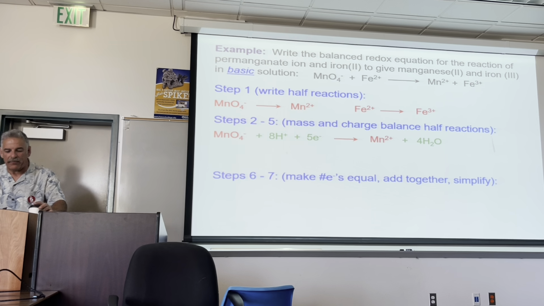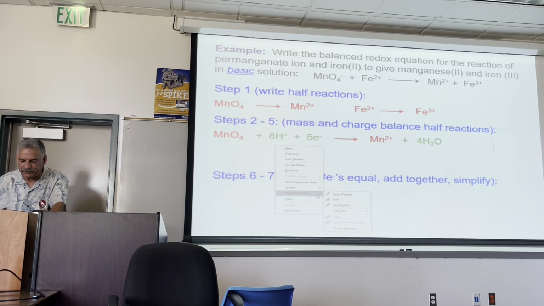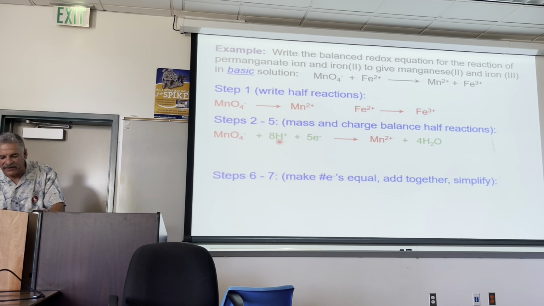So the first step, there's 4 oxygens, so we have to add 4 waters. That makes sense, right? And then since we added 4 waters, now we have to add 8 hydrogens. Right? Now, we go from manganese 7 to manganese 2. That means we have to add 5 electrons to go from 7 to 2, right?